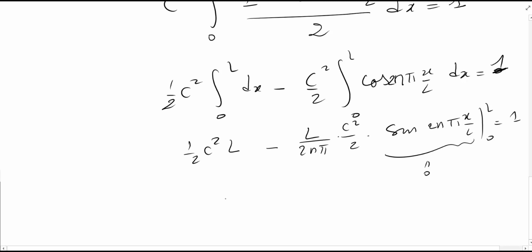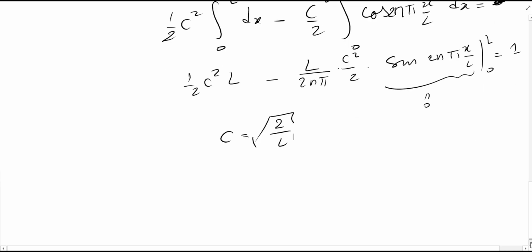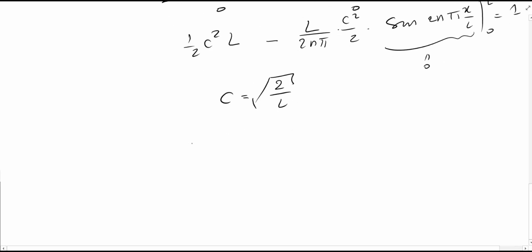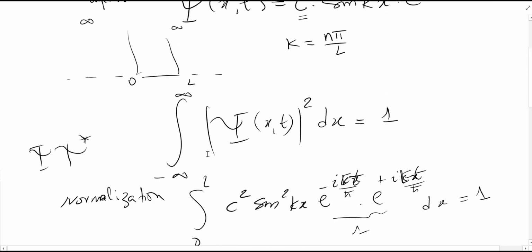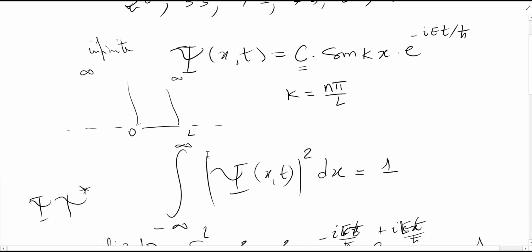From here, I have an equation for c that is going to be equal to square root of 2 over L, because this whole thing is equal to 1. So that is how we find the value of c. And from here, now we have the stationary modes for this wave equation for the particle inside an infinite well.